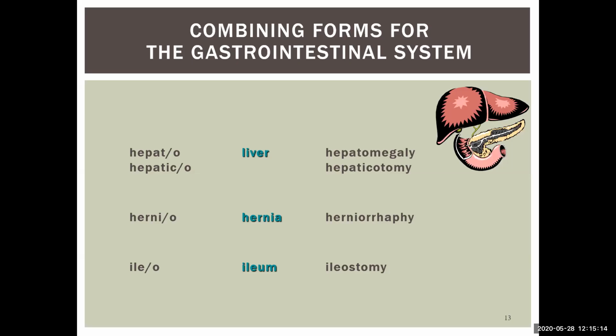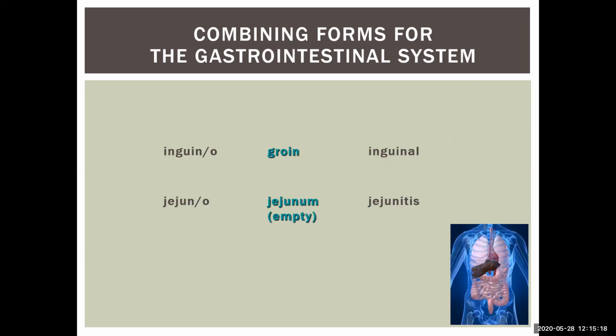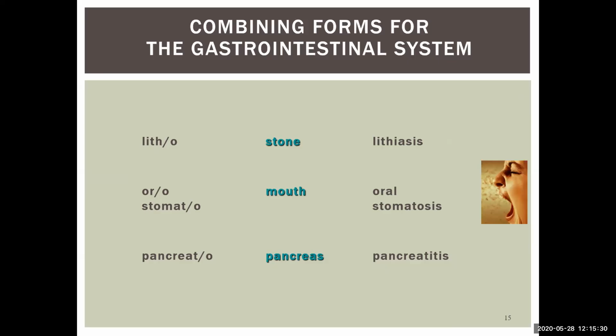Ileum, ileostomy would be cutting into and forming a hole or an incision, what we call a stoma. Inguinal is a groin, inguinal. Jejunal referring to the jejunum, so it's going to be after the duodenum, part of the intestine. Jejunitis would be inflammation. Litho refers to stone, so lithiasis pertaining to stones, which we have stones in our gallbladder, stones in our kidneys. Oro or stomato is mouth.